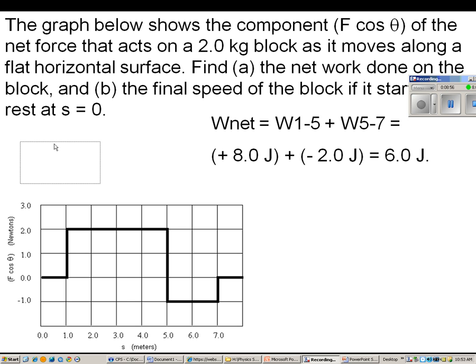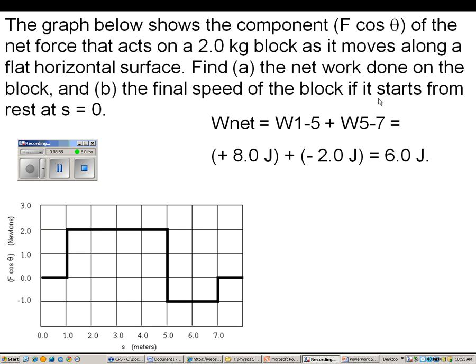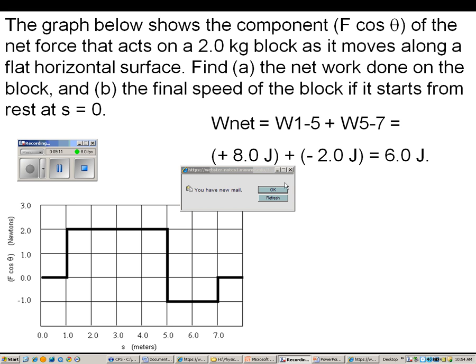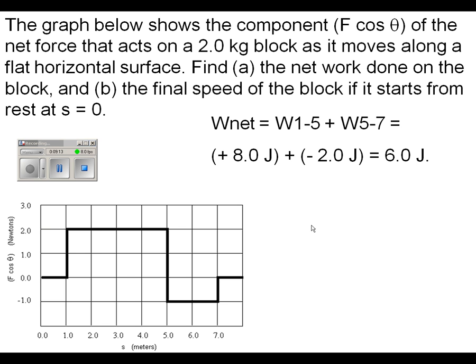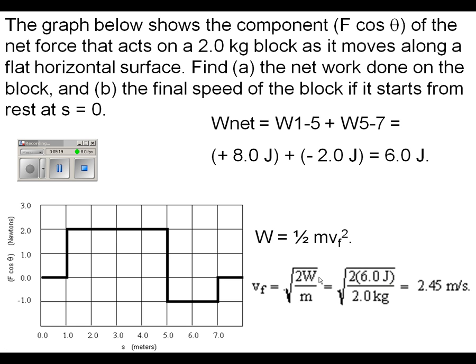And now we want to find the net work done on the block, or we want to find the final speed of the block. We're going to use the idea that net work equals a change in kinetic energy. And our initial kinetic energy is 0, so our final kinetic energy will equal 6 joules, which equals the net work. So our work equals 1/2 mv squared. And when we plug in our values and solve for our final velocity, we get 2.45 meters per second.